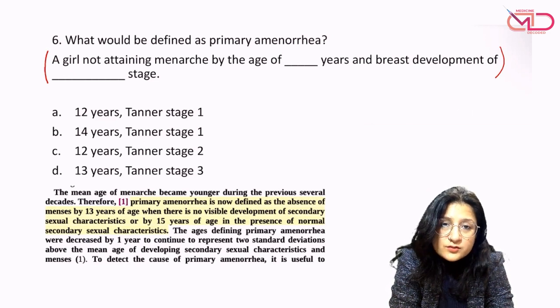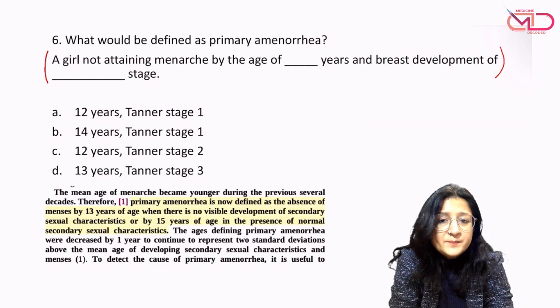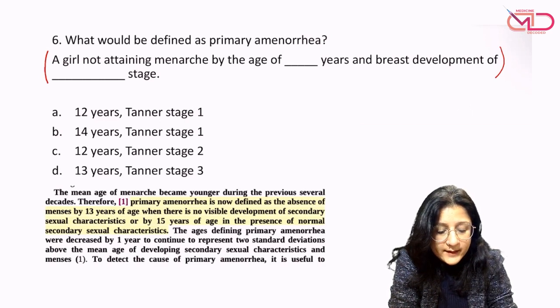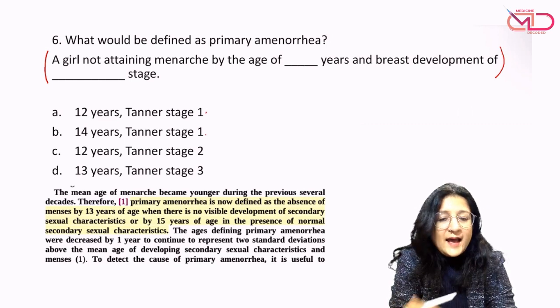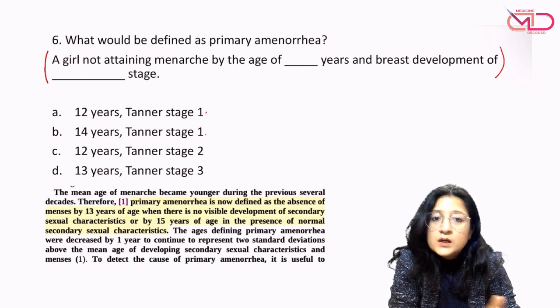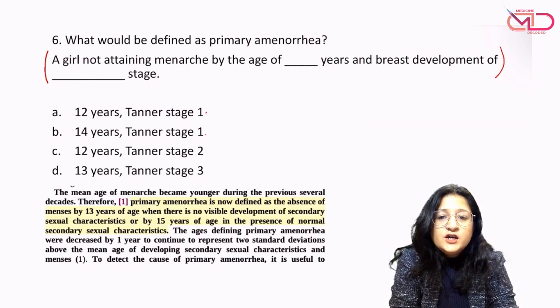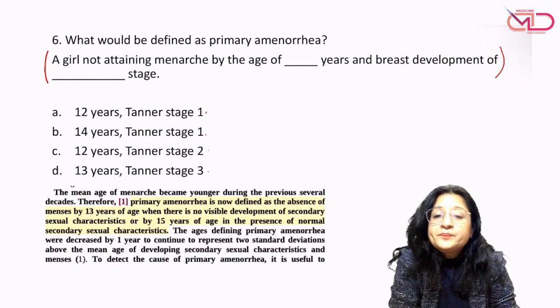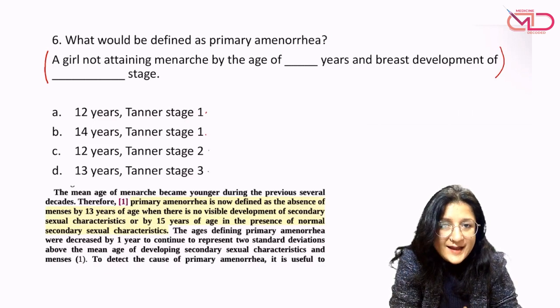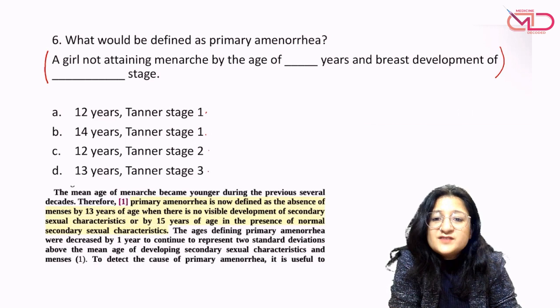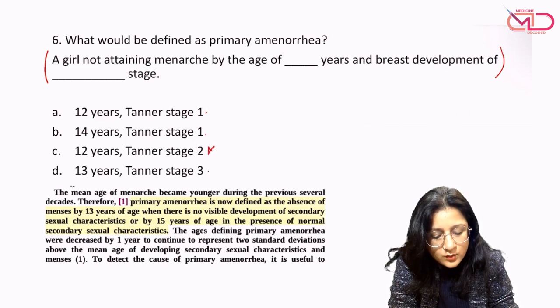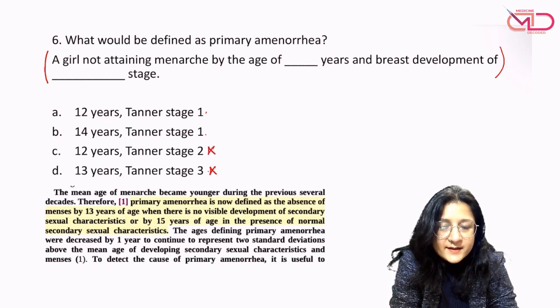So to attempt this question, you had to have some idea about Tanner staging. Tanner stage 1 is pre-pubertal, okay? And Tanner stage 2 is when the breast budding starts, and 3, 4, 5 are towards adult breast development. So Tanner stage 2 and 3 would mean that the breast development has started. So once the breast development has started, the age at which we will call it primary amenorrhea is 15. So these two are out as correct answers.